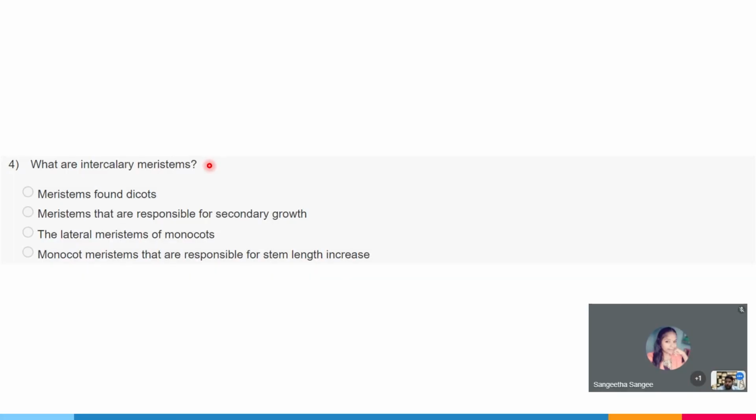So we move on to the next question, which is, what are intercalary meristems? We have looked into what meristems are, and we have also looked into inflorescence meristems. We will now look into intercalary meristems. The options are meristems found in dicots, meristems that are responsible for secondary growth, the lateral meristems of monocots, or monocot meristems that are responsible for stem length increase. This is a single-answer question, so only one of them is correct. Anyone wants to try and answer this?